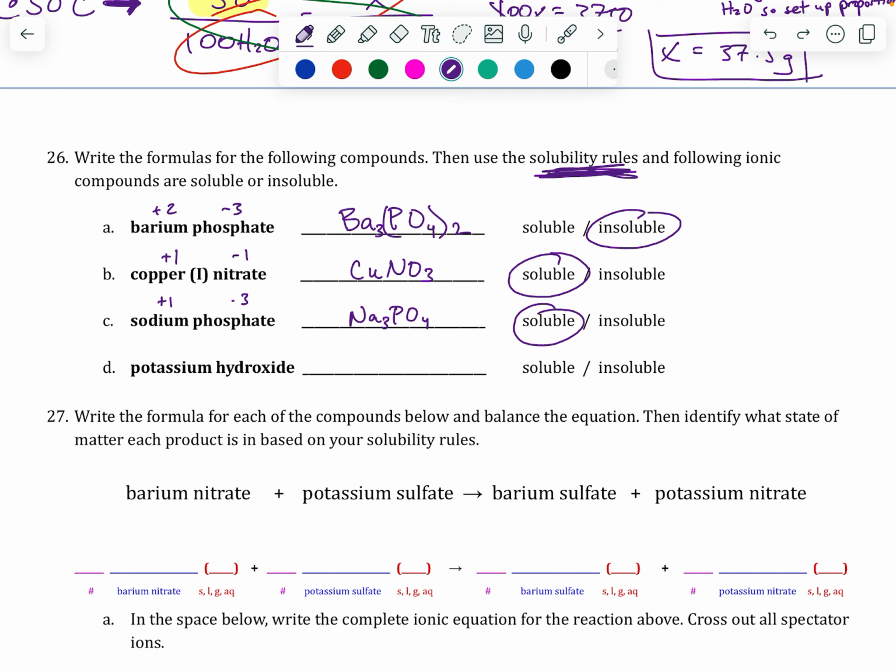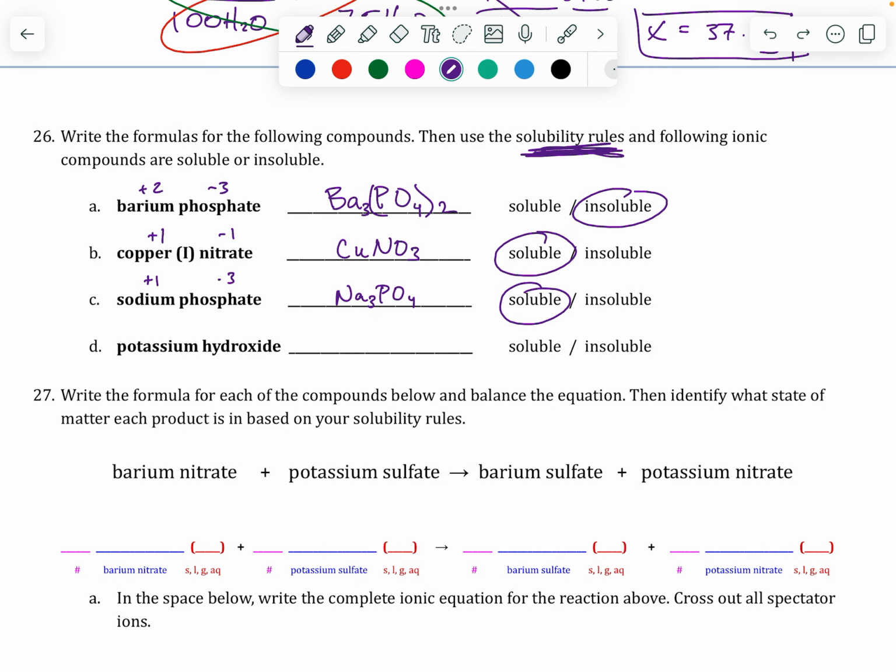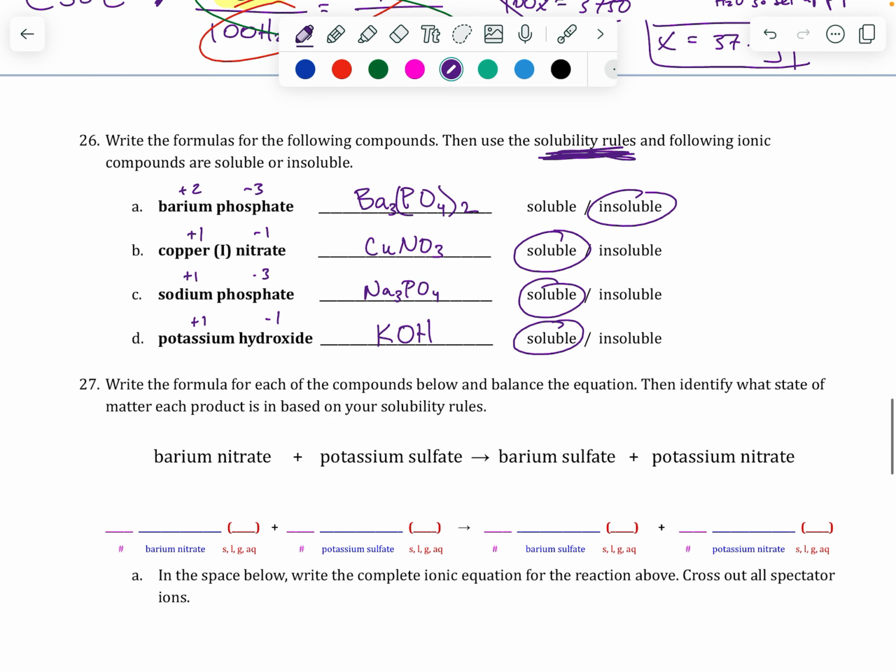So that is Rule 1, kind of mixed with Rule 6, because Rule 6 also tells you that phosphates are soluble when they have something that is an alkali metal. Potassium's an alkali metal as well. So the same thing happens down here with the potassium hydroxide. That is kind of based off our solubility rules.